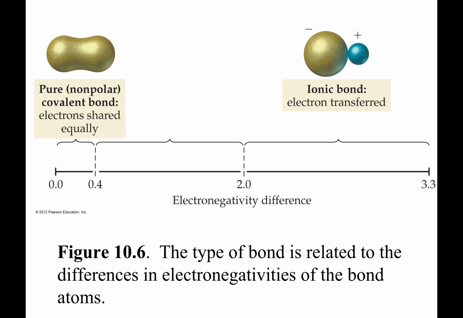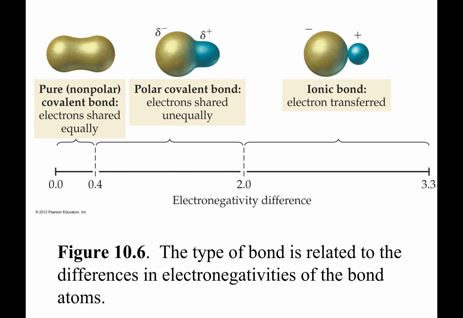If you look at A and B, your two atoms, and their electronegativities individually are identical, their delta chi, or electronegativity difference, is going to be 0. The gold represents the electron cloud, and in the middle, you can't see it, would be the nuclei of A and B. That electron cloud is distributed equally between those two atoms to create that covalent bond. So that's what we call a perfect or pure covalent bond.